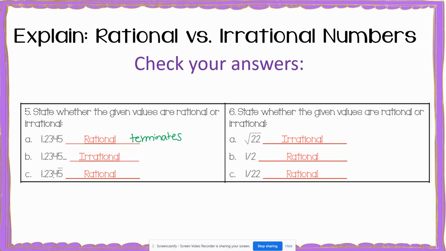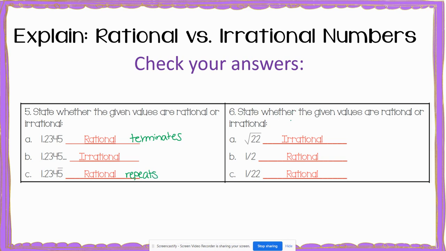C says 1.2345 with the bar over the 5. Well, because we know that the 5 repeats, we know that we can write this number as a fraction, so this would be a rational number, and any decimal that repeats is going to be rational.